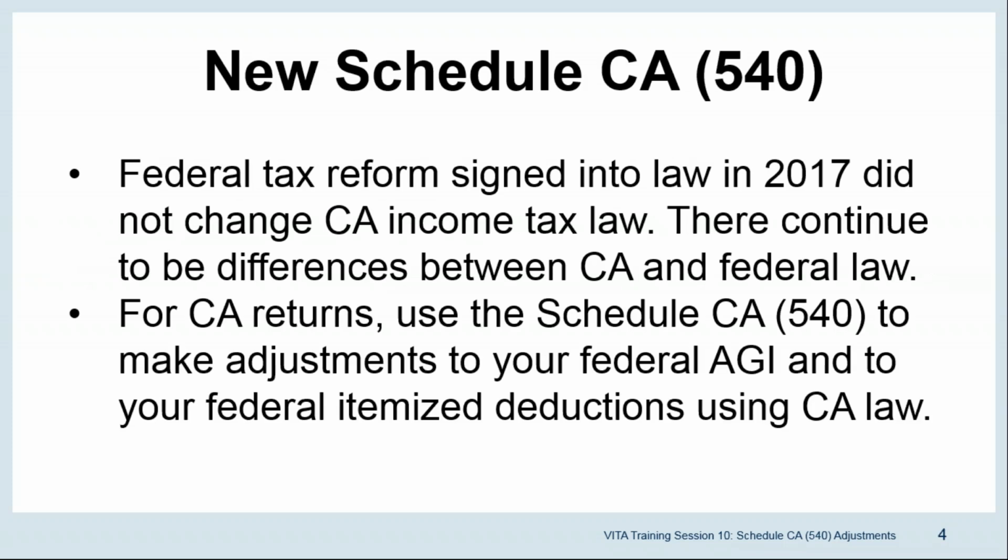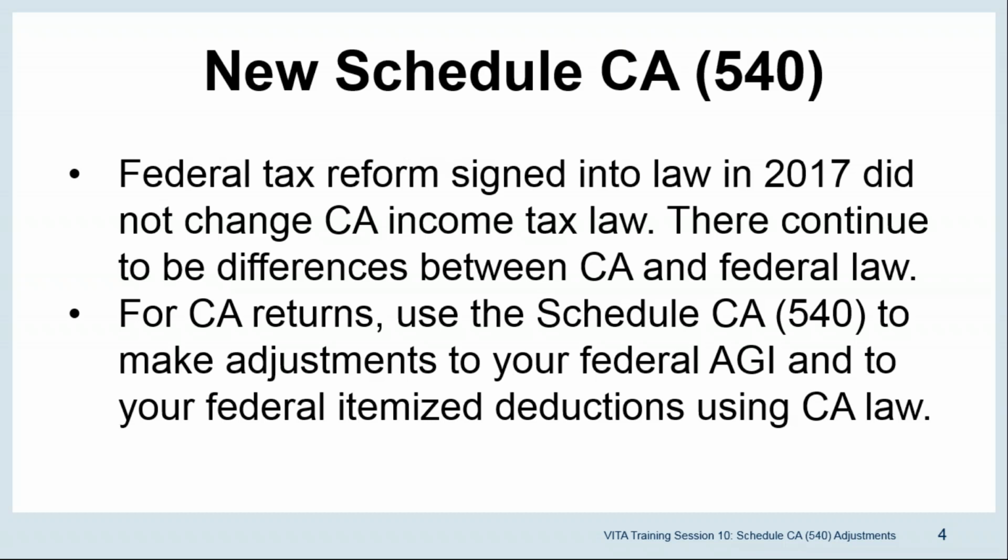Let's get started. In this session, we will cover FTB's new Schedule CA 540. First, let's cover some background. Remember, federal tax reform signed into law in late 2017 did not change California income tax law. In fact, California income tax law conforms to the federal law as of January 1st, 2015. As a result, there continue to be differences between California and federal law.